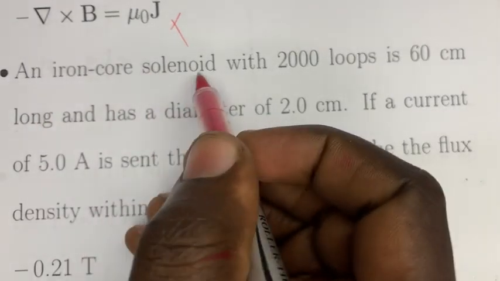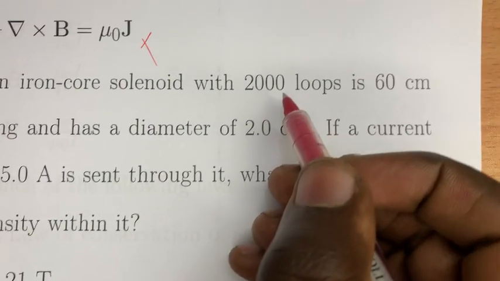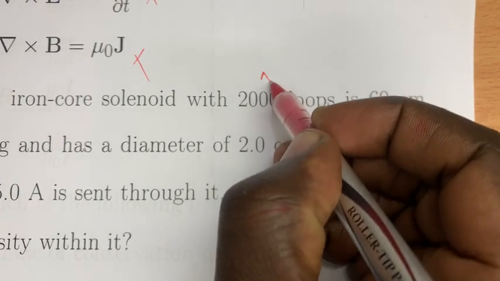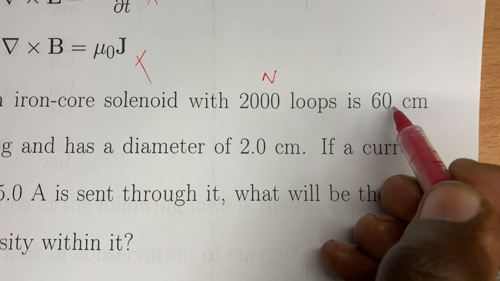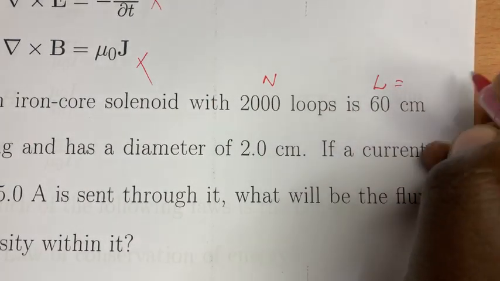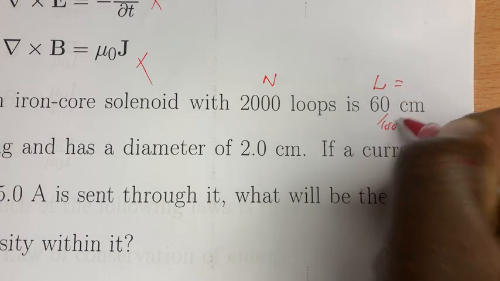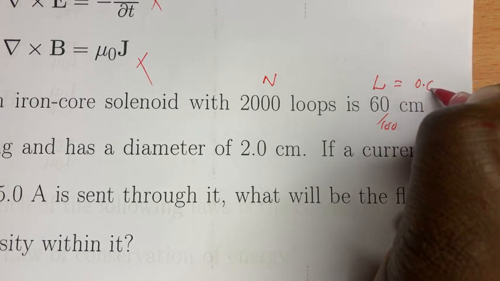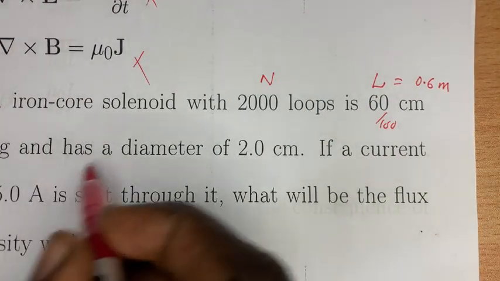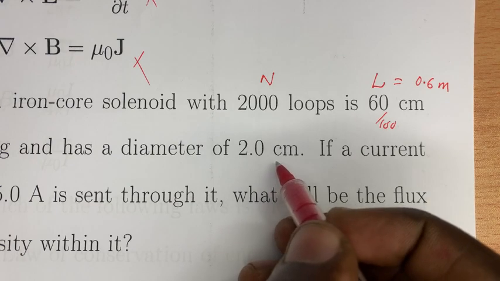An iron core solenoid with 2000 loops. This is the number of loops, N, and it is 60 centimeters long. The length of the solenoid is 60 centimeters. If you divide this by 100, you will get 0.6 meter, in SI units. And a diameter, I may not need this one.